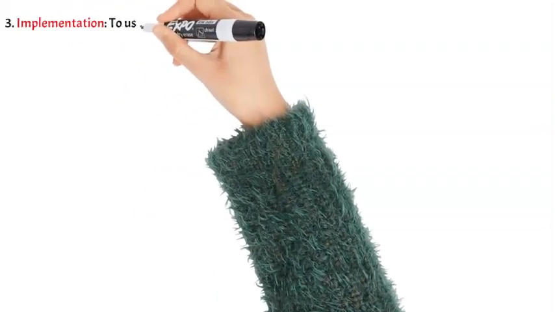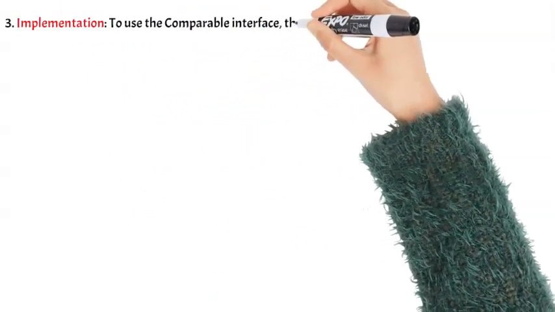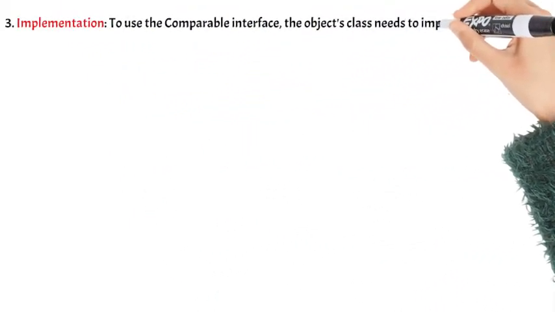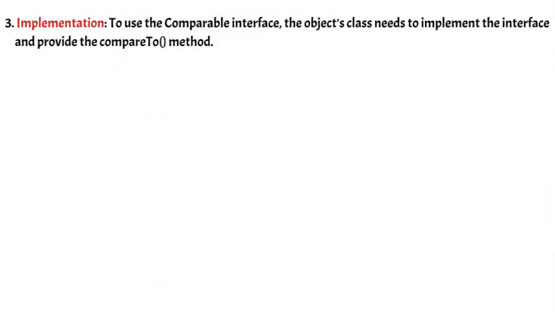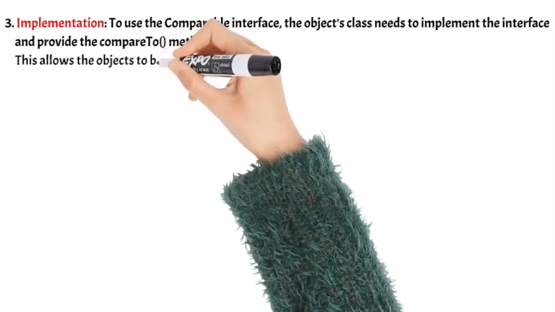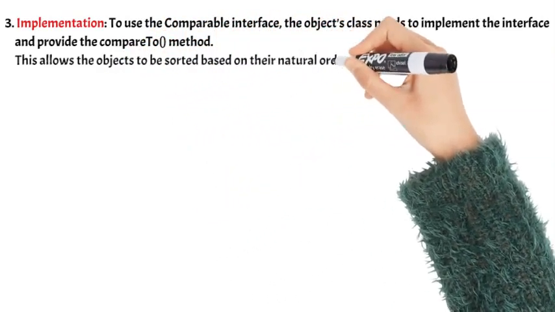3. Implementation. To use the comparable interface, the object's class needs to implement the interface and provide the compareTo method. This allows the objects to be sorted based on their natural ordering.